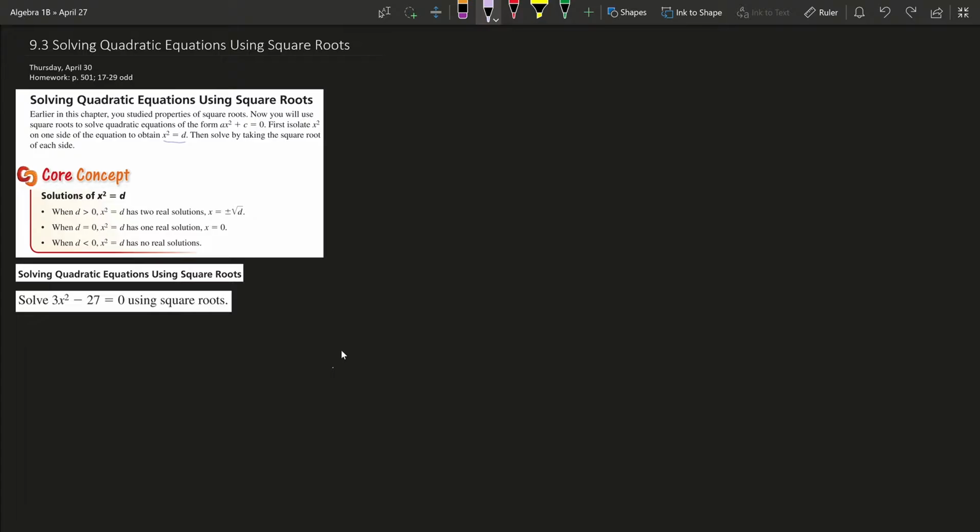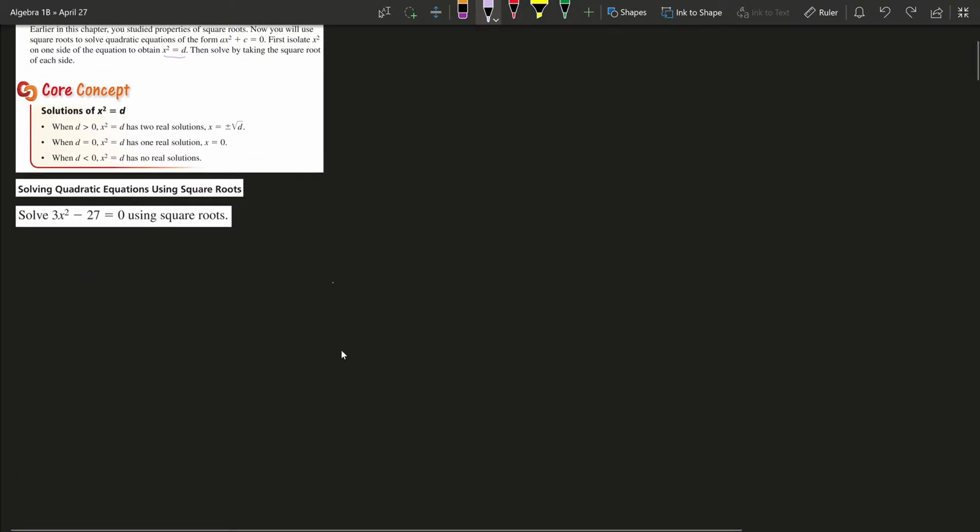So that might be a little bit confusing. So let's go ahead and try an example. The first one that we have is 3x squared minus 27 is equal to 0. So what we're going to do is, we need to get rid of this 27. So let's go ahead and move it to the right side. Once we do that, we're left with 3x squared is equal to 27.